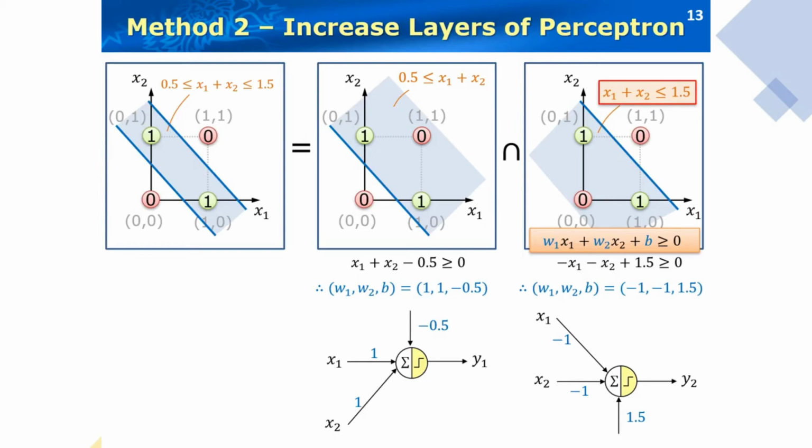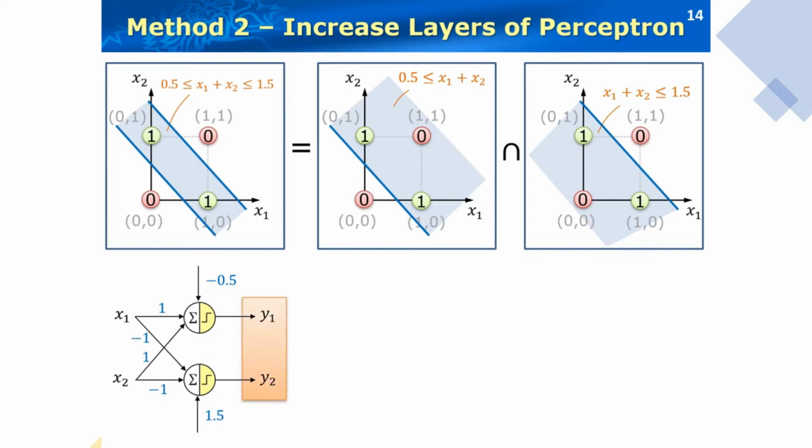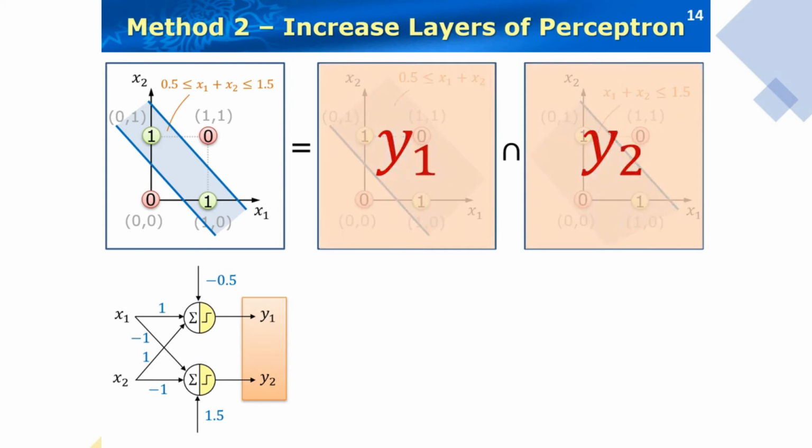We see that both perceptrons have the same inputs x1 and x2. Thus, we can merge them into this neural net whose outputs are y1 and y2. Here y1 is the output of the OR gate and y2 is the output of the NAND gate. The intersection of y1 and y2 is the output y for the XOR gate. The intersection can be expressed as an AND gate.